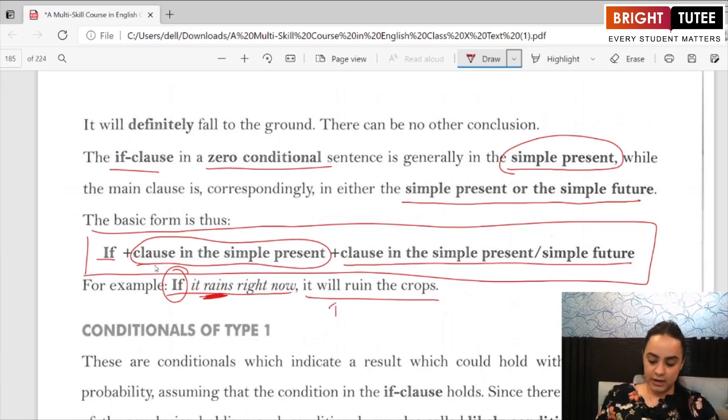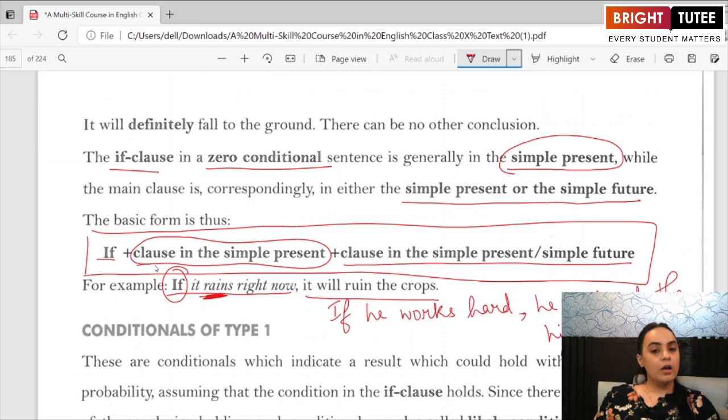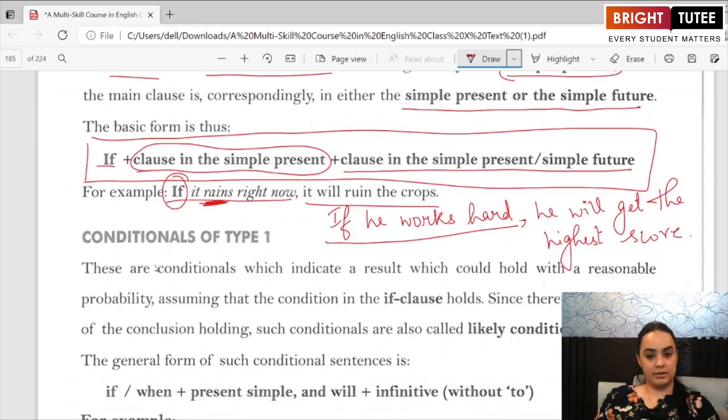If I give you another example: if he works hard, he will get the highest score. What is my if clause in this sentence? If he works hard, which is written in the simple present. And my main clause, he will get the highest score, is in the future tense. So this is the first type, which is the zero conditionals.